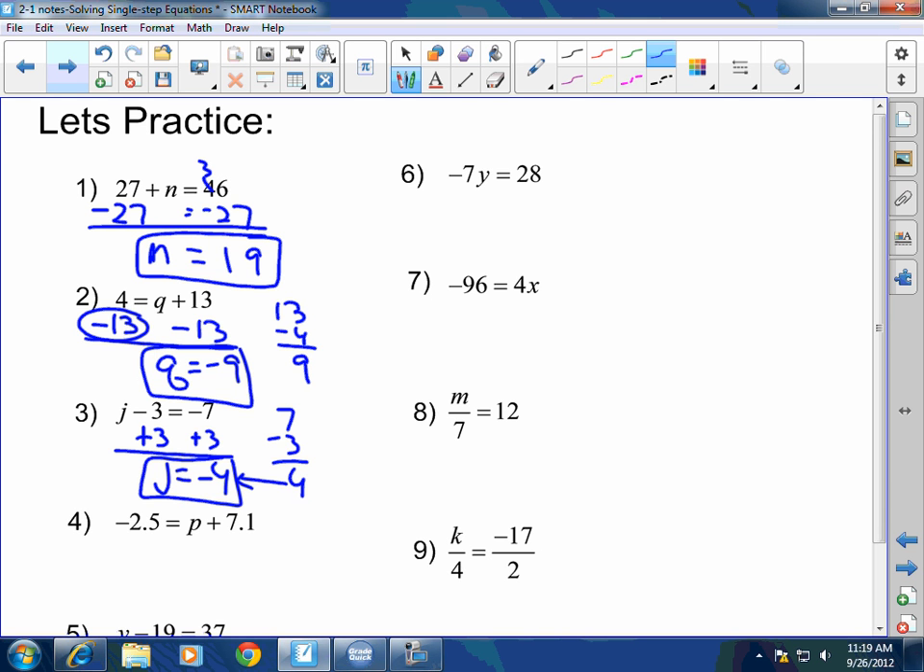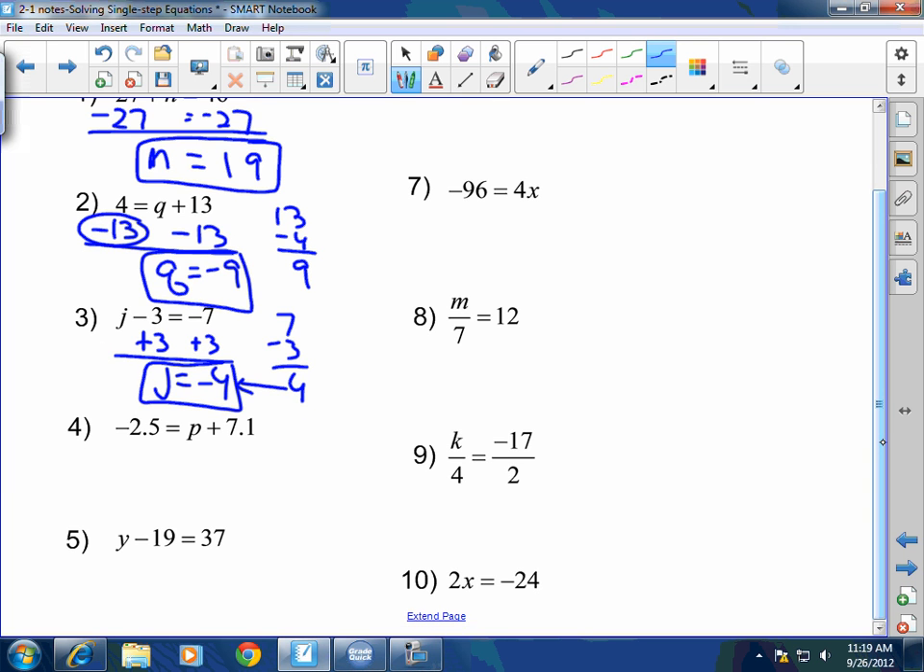What is the relation between the p and the 7.1? They're being added. What's the sign of the 7.1? Well, how do you undo addition? So you subtract 7.1 from both sides. Those cancel. P equals, when the signs are the same, you add and keep the sign. So it's going to be -9.6.